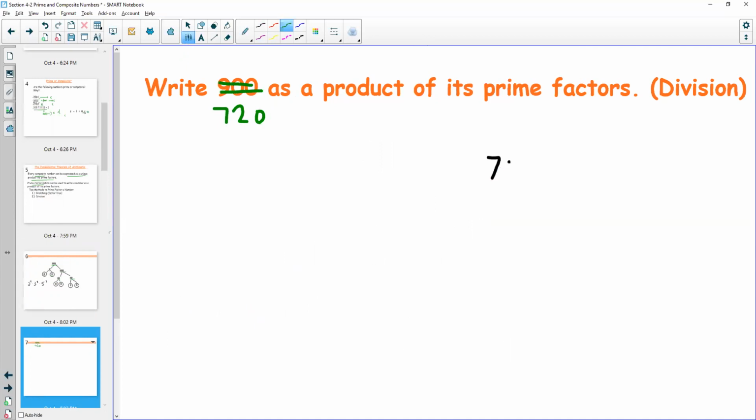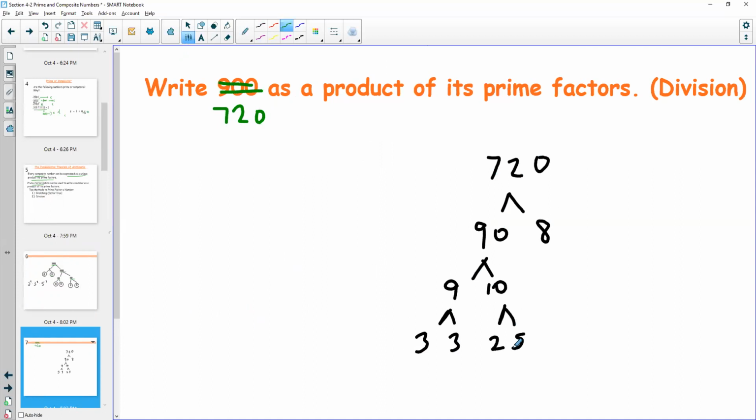I'm going to do 720. I'm going to think about it as 90 times 8, right? So then I'm going to break down my 90, and you might have done it differently, that's okay, into 9 and 10. So I'm going to break 9 into 3 and 3. I'm going to break 10 into 2 and 5. Those are all prime. 8 is not made up of primes yet, so I have a 2 and a 4, and then a 2 and a 2.